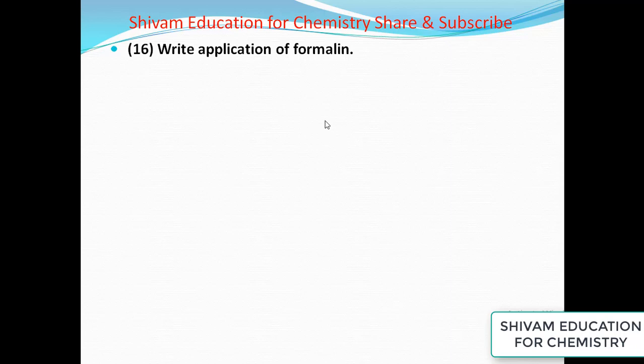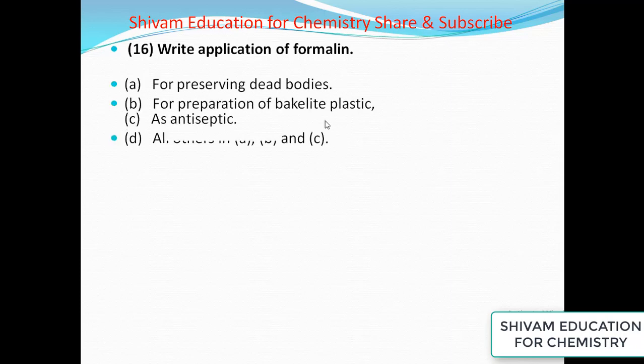Now write the applications of formalin. What are the applications of formalin? Options are given here. You know that aqueous solution of formaldehyde is known as formalin. Formalin is used to prepare phenol formaldehyde type of plastic known as bakelite. It is used as an antiseptic, and it is also used to preserve dead bodies of different animals. आपने बायोलॉजी में पढ़ा होगा कि biological different species है in lab, it is preserved in formalin. So the answer of this question will be D, all of the above. A, B and C are all given here.